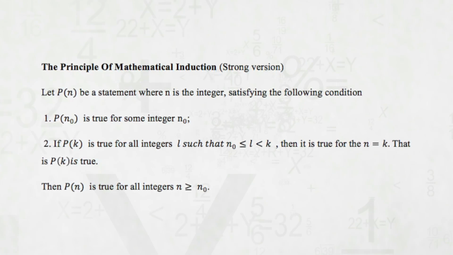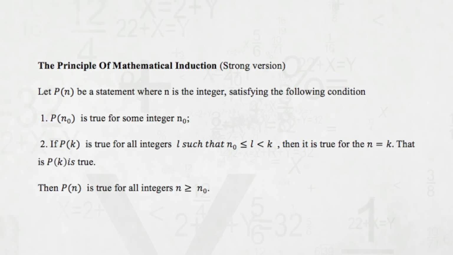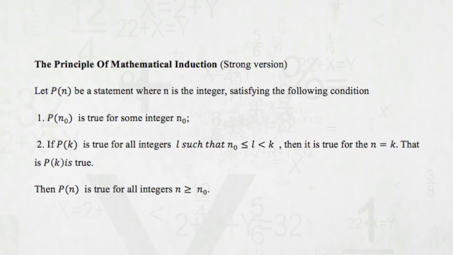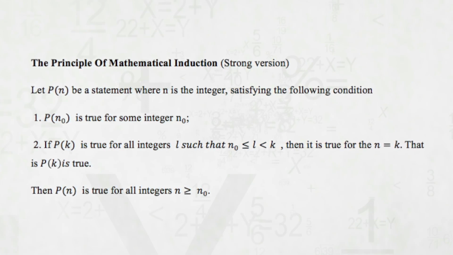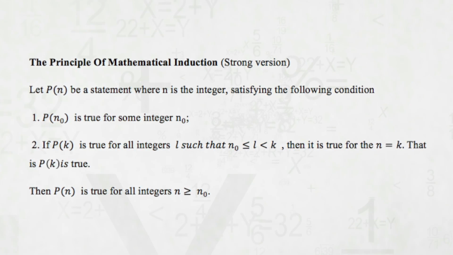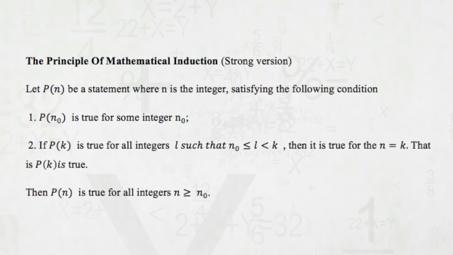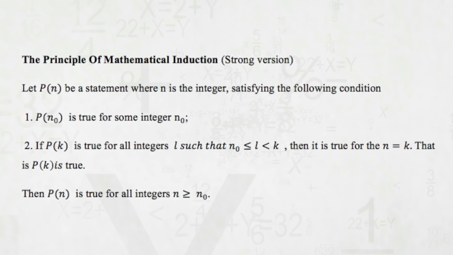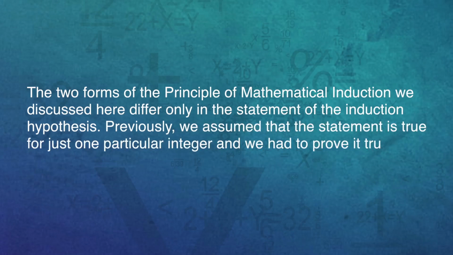Let P of n be a statement where n is an integer satisfying the following conditions. First, P of n naught is true for some integer n naught. Second, if P of L is true for all integers L such that n naught is less than or equal to L less than k, then it is true for the integer n equal to k, that is, P of k is true. Then P of n is true for all integers n greater than or equal to n naught.